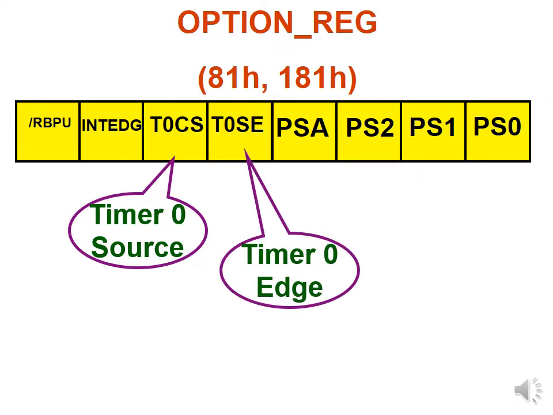T0CS is the bit that is used to select the source of timer 0 as either external pulses or internally generated pulses. This effectively selects the timer as either a counter or a timer. T0SE is the bit that is used to select between the rising edge and the falling edge as the edge on which pulses are counted when timer 0 is operating as a counter.